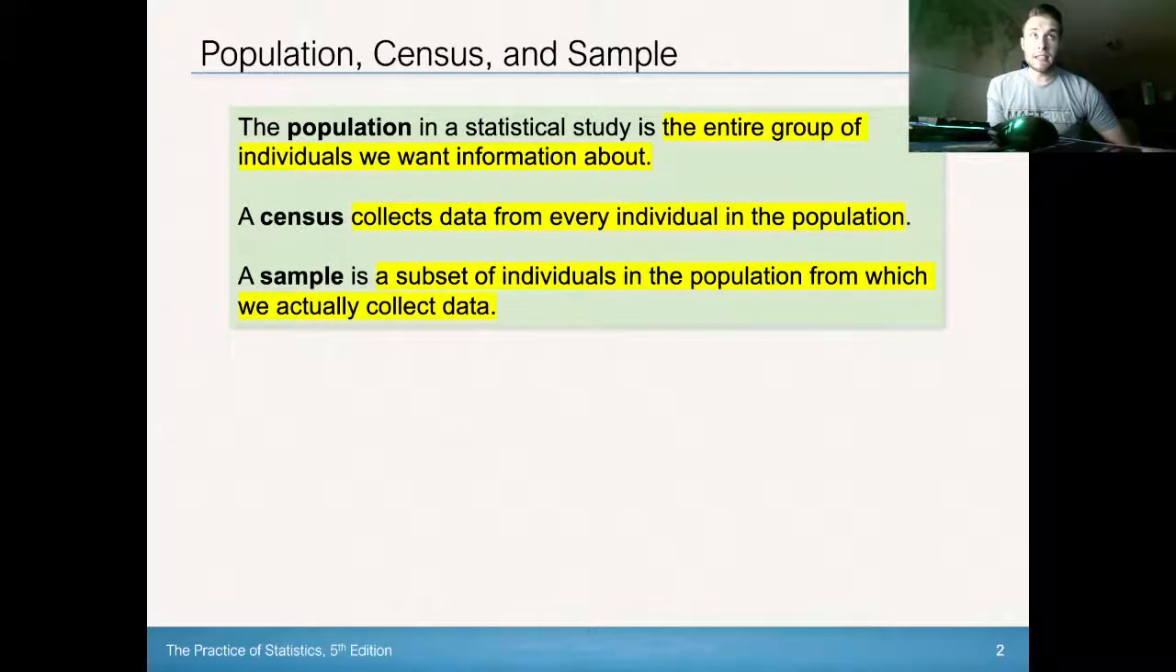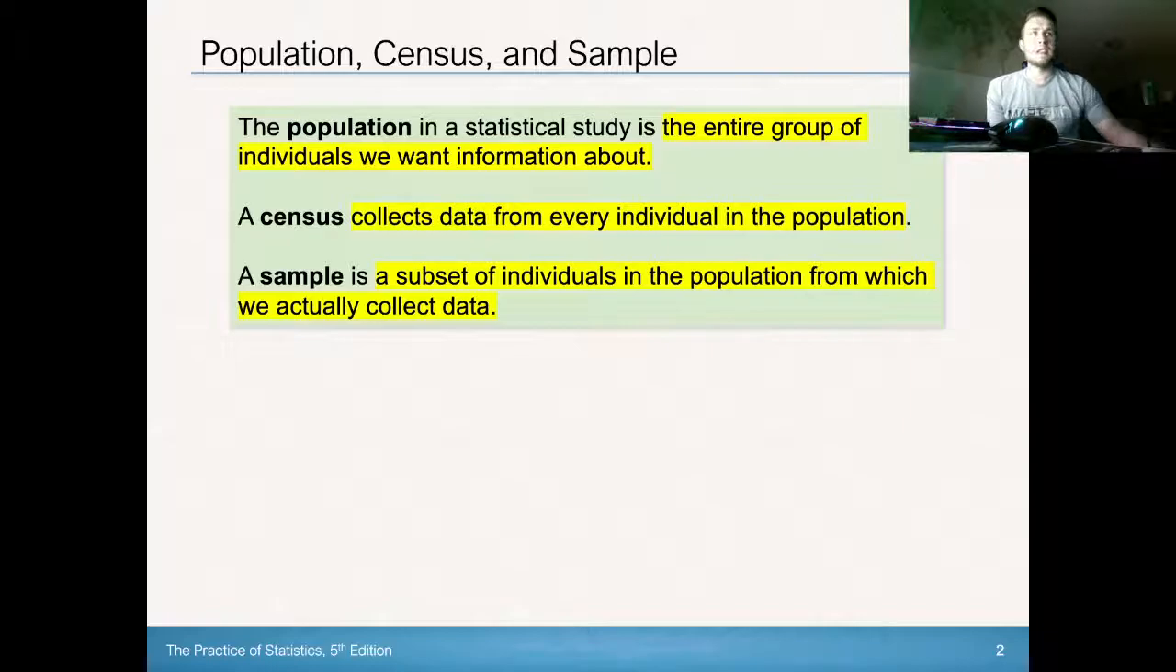Now, it's very tedious to gather that information. Think about the entire United States. That's over 300 million people. It is very inefficient and expensive and time consuming, and it can have a lot of errors to conduct a census, or poll everyone. That's what a census is, collecting data from every individual.